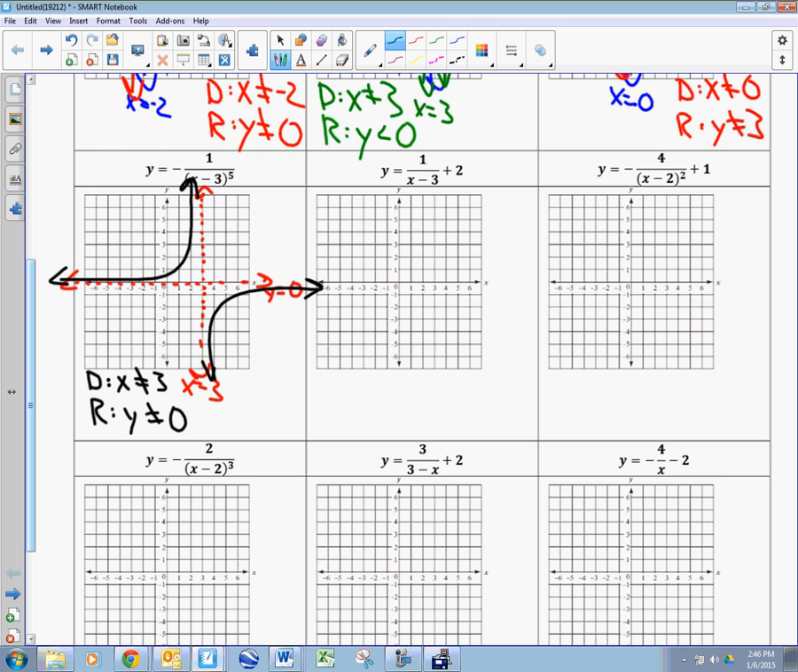Next one, horizontal shift. 3. Vertical shift. 2. Adjacent or opposite? They'll be opposite from one another. And is there a negative? Do I need to count for a reflection at all? No. So we got that. Domain. X not equal to 3, and range y not equal to 2.